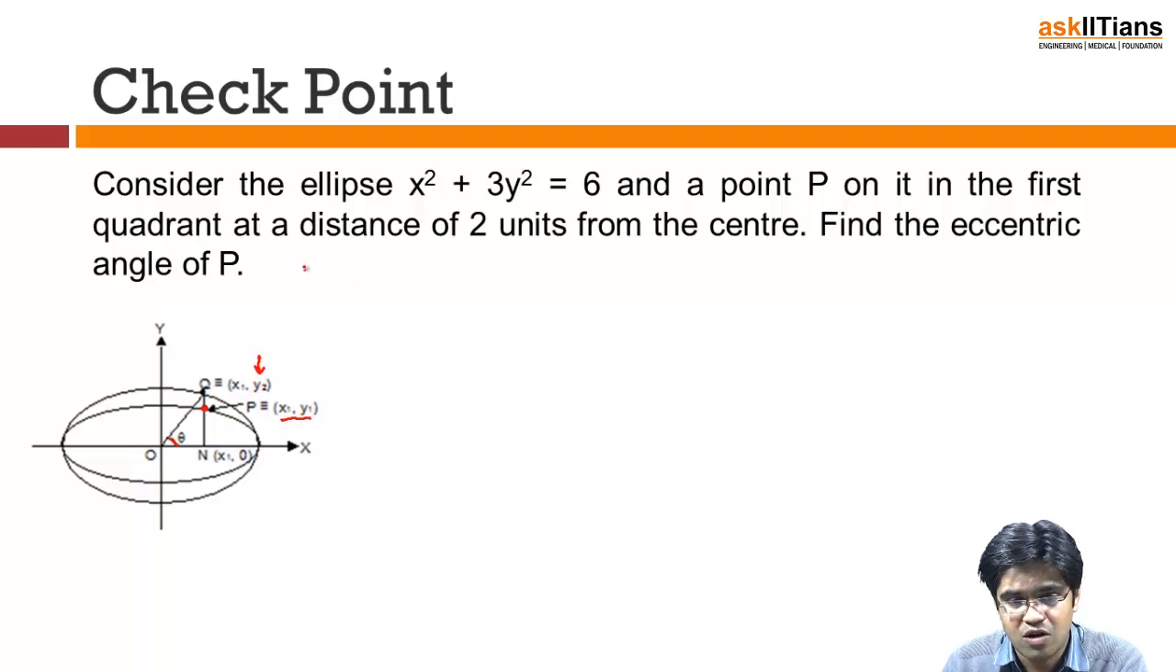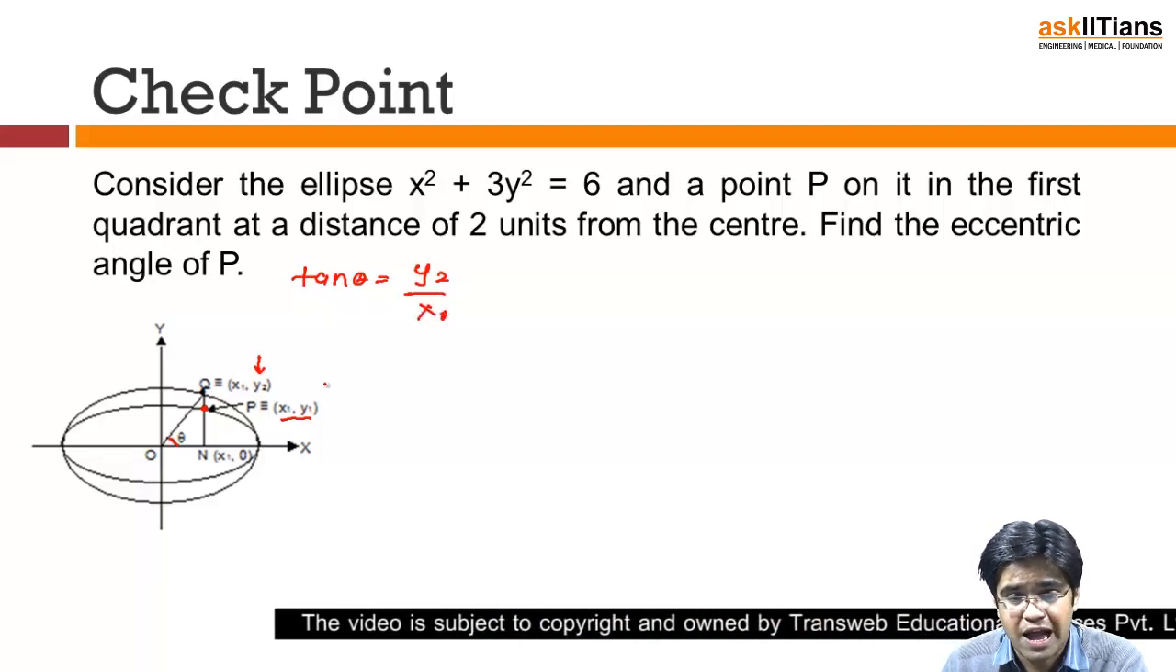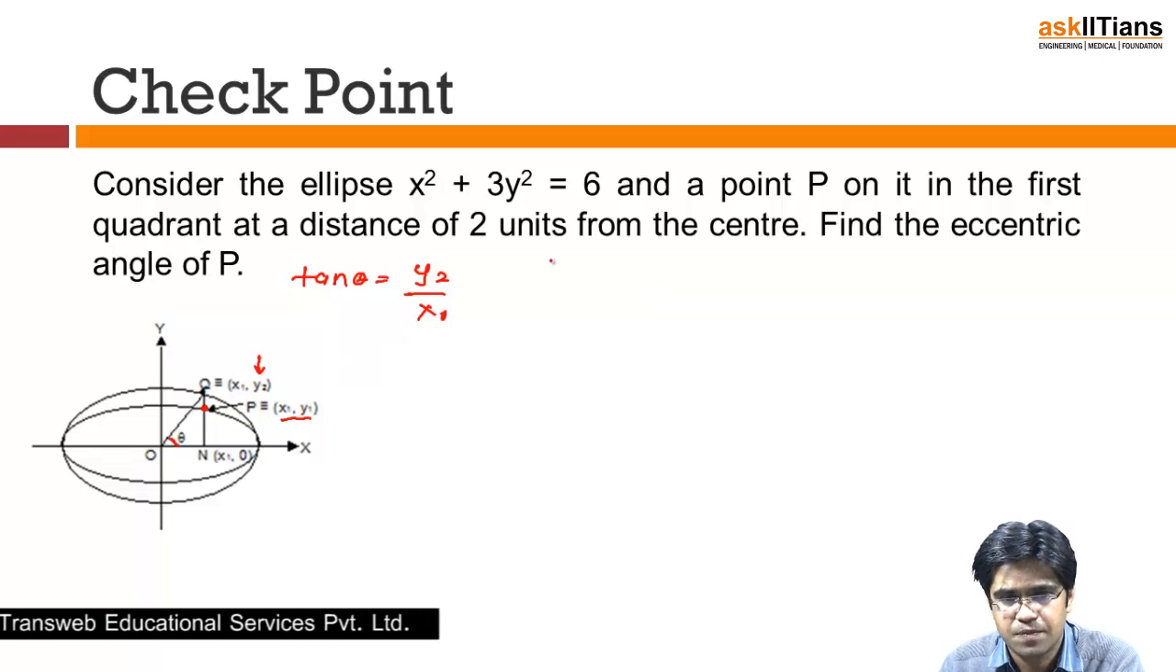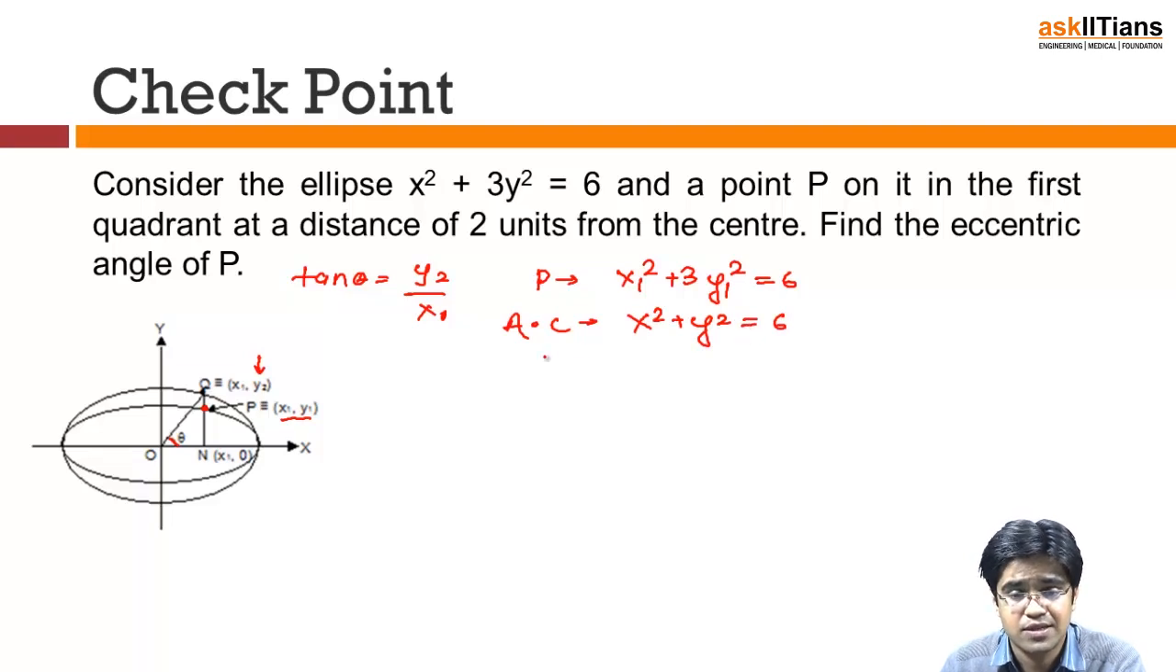Actually, the eccentric angle or tan theta will be given by y2 by x1. But we have the required information in some other form. So let's try to solve it. First of all, point P lies on the ellipse. So what I am going to write is that x1 square plus 3y1 square is equals to 6. Now point Q lies on the auxiliary circle. So what is the equation of auxiliary circle? The equation of auxiliary circle is x square plus y square is equals to 6, because a square is 6.